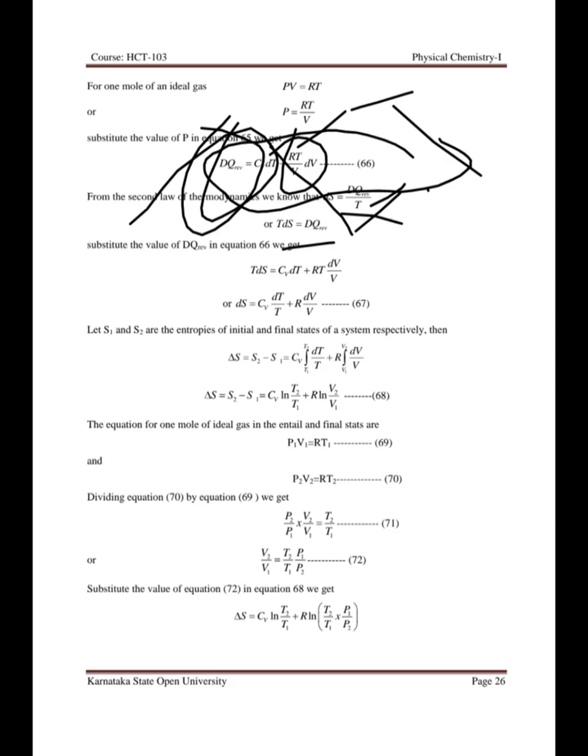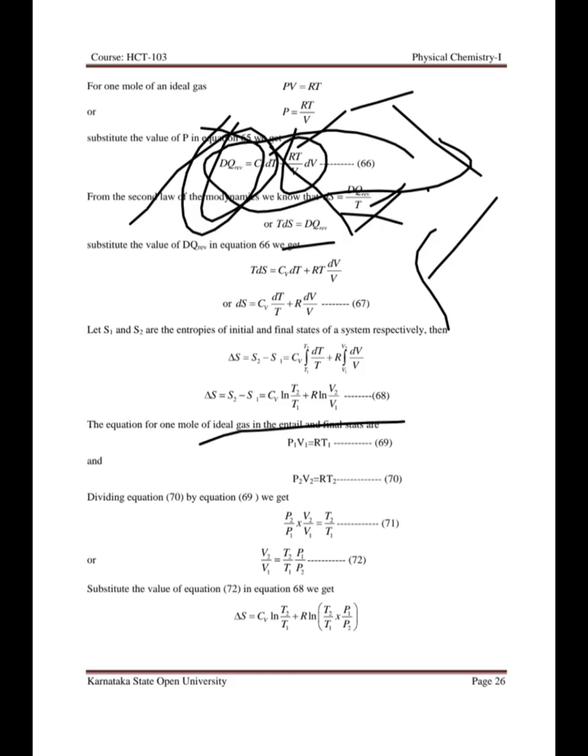Further, for the different systems S1 and S2, same as it is, we are going to write 1 for system 1 and 2 for system 2. Substituting the delta S to calculate the delta S, we are going to substitute from system 2 to system 1.